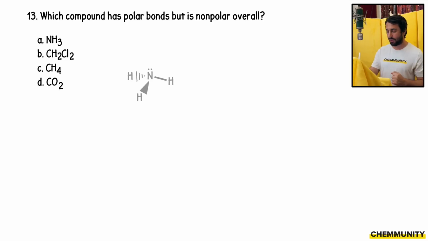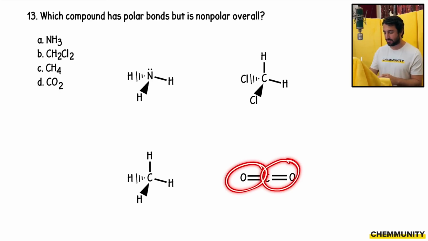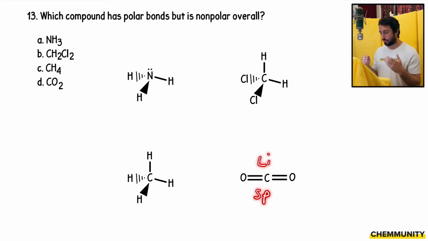First, we have ammonia. So we have NH3. Then B is CH2Cl2. That is going to be tetrahedral. C is CH4. And then D is CO2. So that one is going to be linear, because we have two groups. Whenever you have two electron domains surrounding a central atom, that will be sp hybridized and therefore linear.